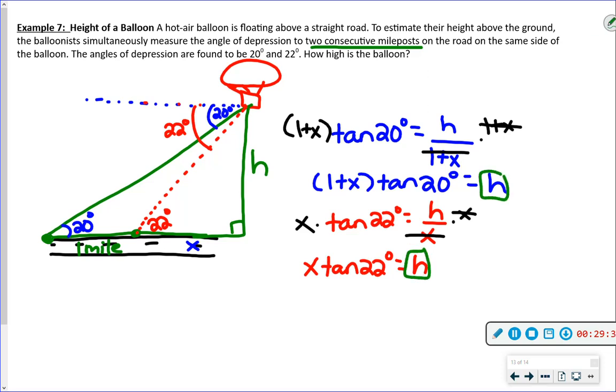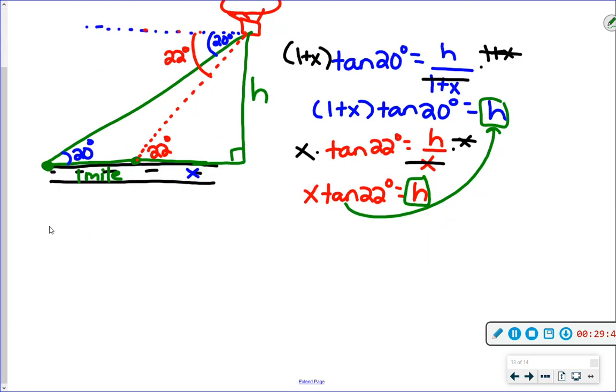So I'm going to use substitution, and I'm going to substitute this expression in for h. Or, of course, the other one in. It doesn't matter. We're really going to set them equal. Let me scroll it up here a sec. So I'm going to have my starting x tan of 22, my red, equaling my blue, 1 plus x tan 20. Got it. Now we just have the fun-filled job of solving this.